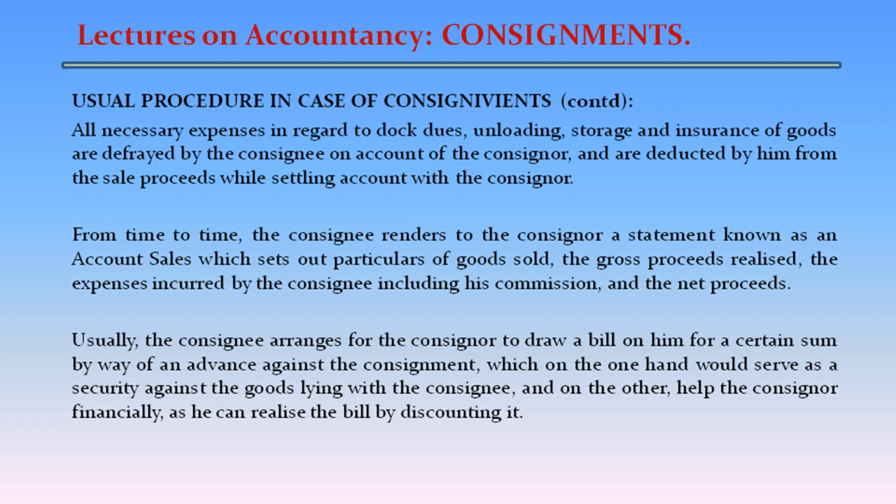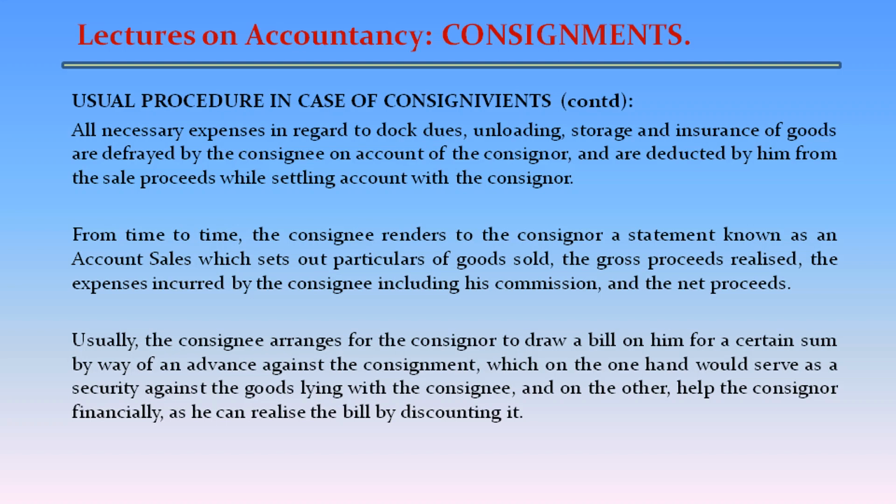From time to time, the consignee renders to the consignor a statement known as an account sales, which sets out particulars of goods sold, the gross proceeds realized, the expenses incurred by the consignee, including his commission, and the net proceeds.